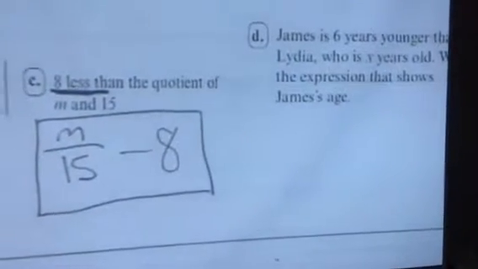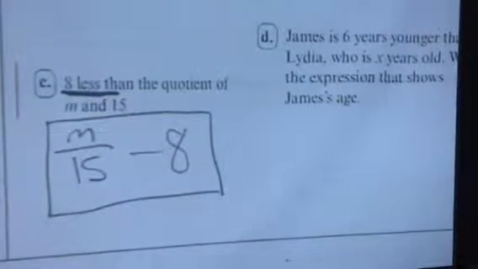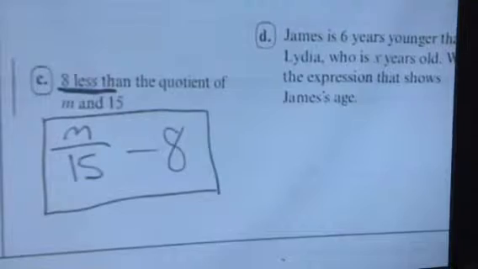8 less than, there's that key word I was telling you about. 8 less than the quotient of m and 15. So I first want to know, well, what is the quotient of m and 15? It's m divided by 15. I'm going to write all my division like a fraction bar. M over 15, that's the quotient of m and 15. And then 8 less than that means I'm taking 8 away from that. It should be written like that. A lot of people are going to want to write 8 minus. But if it's 8 less than, it means you're taking 8 away from.